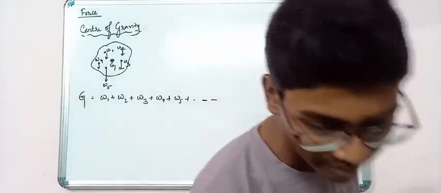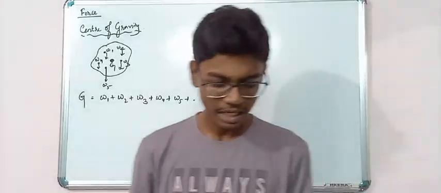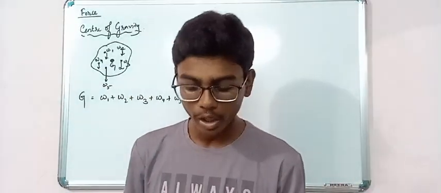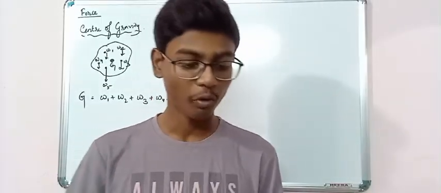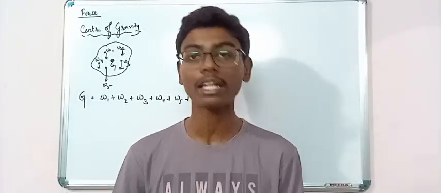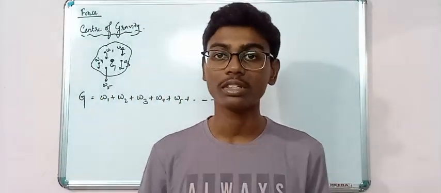So center of gravity is such a point. I'm just reading out the definition. The center of gravity of a body is the point about which, mark the keyword, the algebraic sum of moments of all the weights of all the particles constituting the body is 0. The full point has to be written.